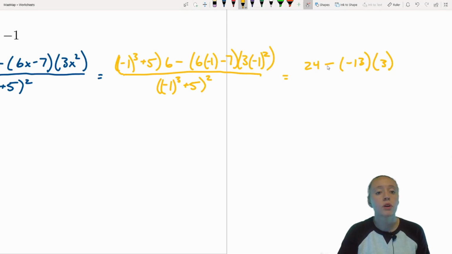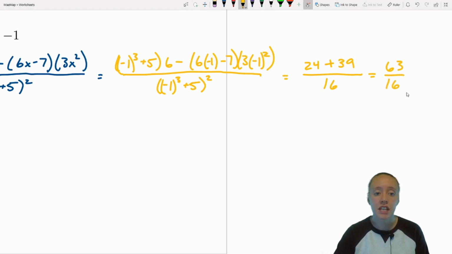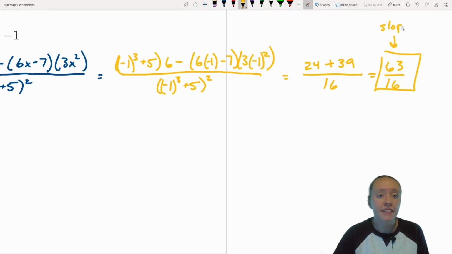If we have 24 and we're subtracting negative 39, that's going to be 24 plus 39. And that's all over negative 1 cubed is negative 1, plus 5 is 4, 4 squared is 16. 24 plus 39 is 63, and that's all over 16. This doesn't really simplify down, so 63 over 16 is our slope at that point a equals negative 1.